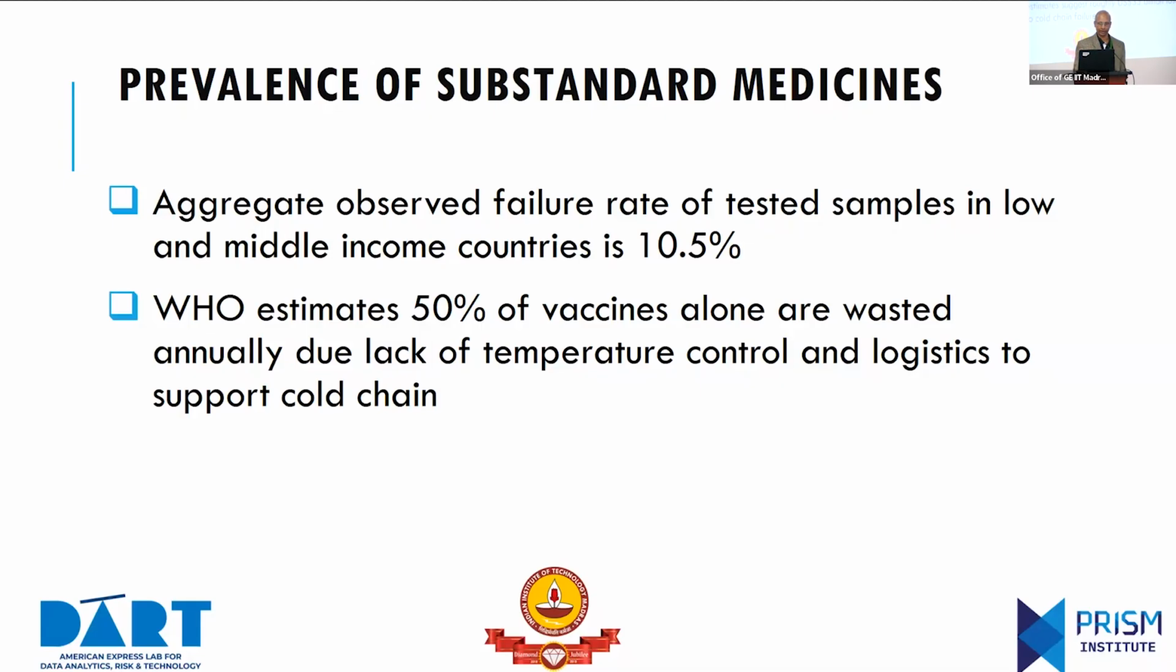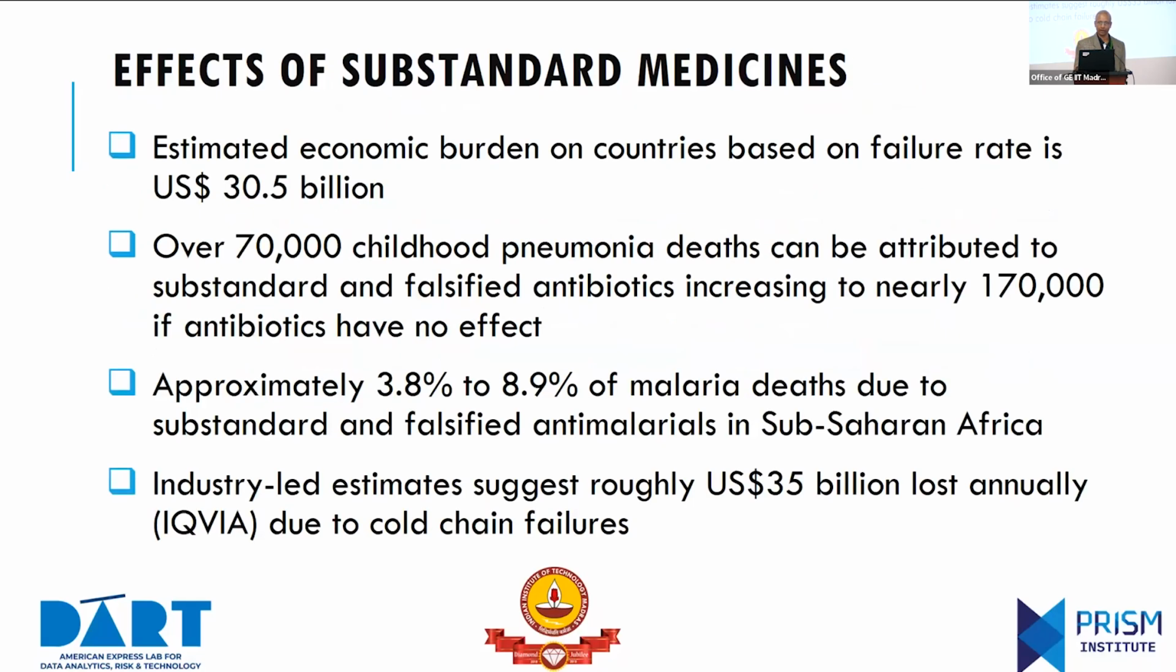The economic burden, again, this is something that you have seen already. If you look at it in dollar sums, you're talking about $30 billion. If you look at it in terms of impact on people and their lives, 70,000 deaths in childhood due to pneumonia, 3 to 9% malarial deaths, particularly in sub-Saharan Africa, and so on and so forth. One can spend an entire hour just talking about these statistics.